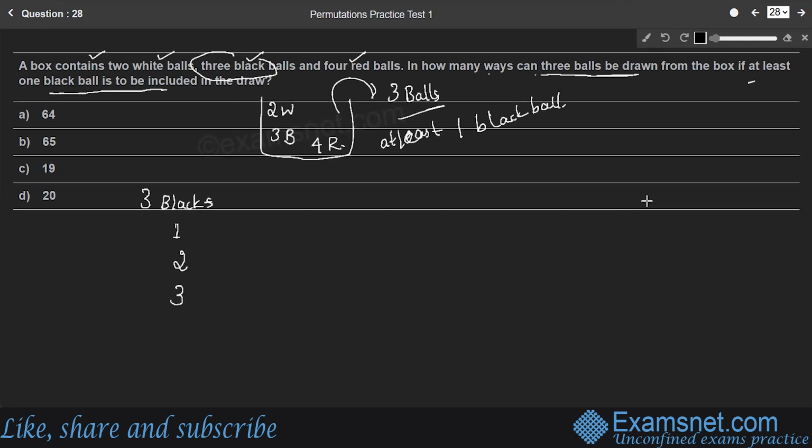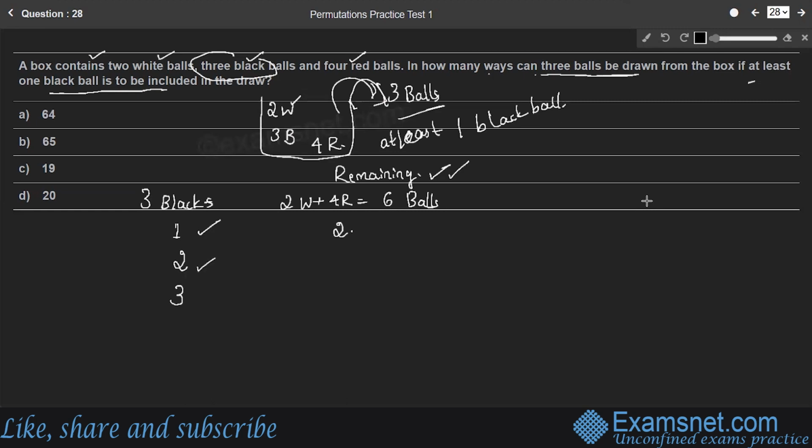Here the condition is we have to draw 3 balls out of the box. So what are the remaining balls? 2 white balls and 4 red balls. There are totally 6 balls remaining. So if 1 black ball is drawn, how many balls need to be drawn from the remaining balls? 2 balls, so we have to draw 2 more balls from the remaining balls.